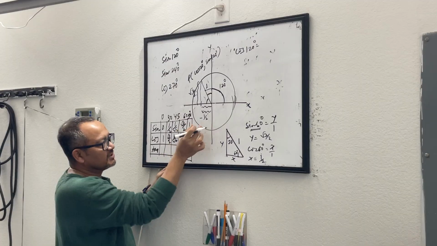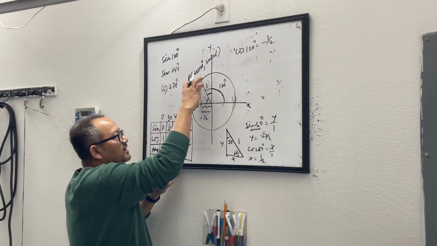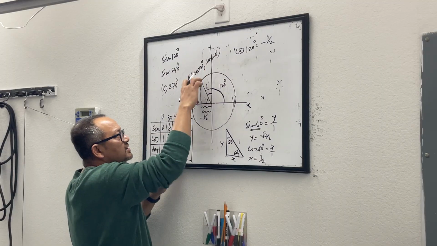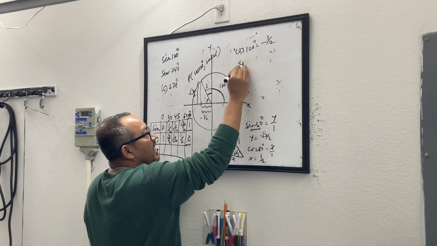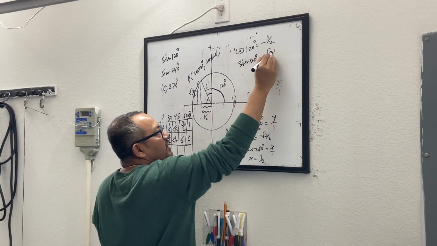Now you will put here, this is the x coordinate, cos of 120 degrees is the value of this along the x-axis, which is minus 1 by 2. And sine of 120 degrees is this length, which is root 3 by 2. And that is positive only. So you found this as root 3 by 2.